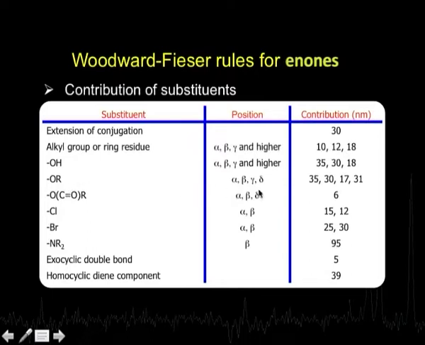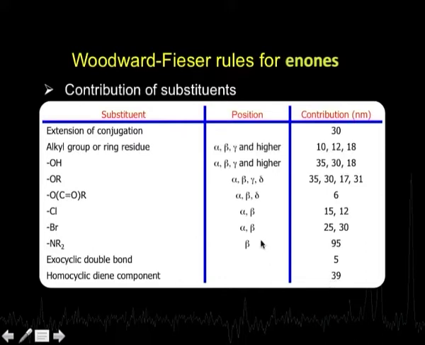That is, for an OR, this is alpha, beta, gamma, delta. So these are the corresponding contributions of these substituents to the lambda max position. And two more things you have to take note of. We had a similar thing in the case of dienes also. That is, an exocyclic double bond gives a contribution of 5 units, but this is very significant here. If we have a chromophore in such a way that there is a homocyclic diene component which is in conjugation with the basic chromophore, that is the enone, then there is a plus 39 nanometer contribution, which is very significant. We will take some examples of this as well.